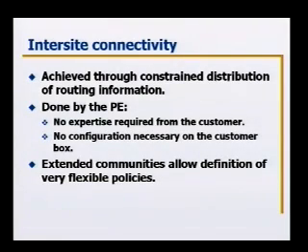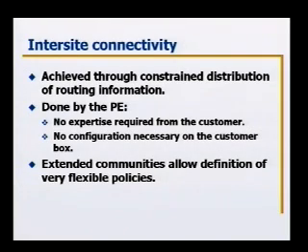So we've already seen that the flow of data is determined by what routing information is available. And who's doing the constrained redistribution of routing information? The PE. What this means is that the customer is not involved in providing the connectivity model, so no expertise is required on the customer, and no configuration is necessary on the customer box.